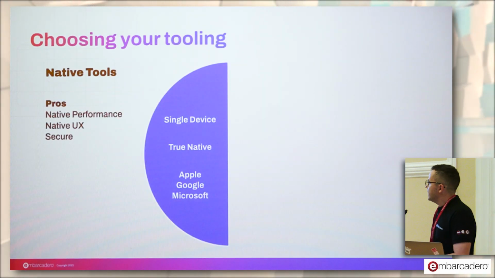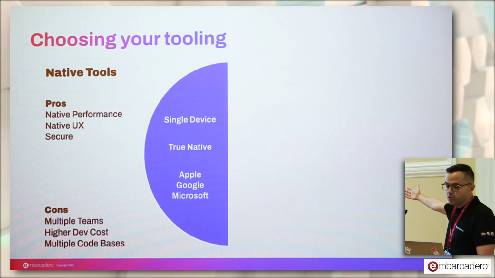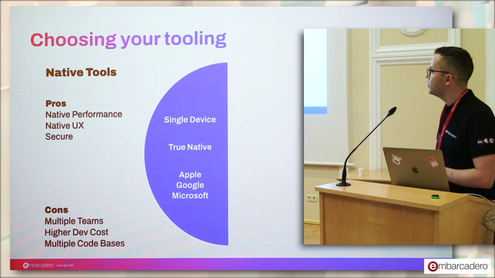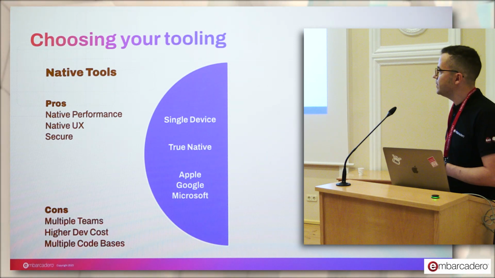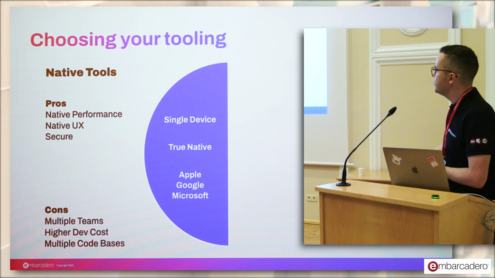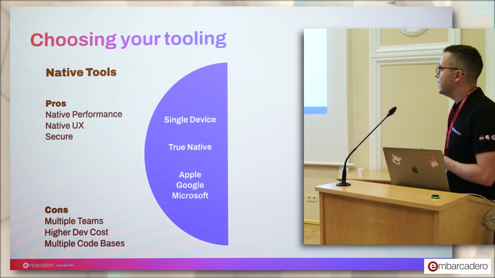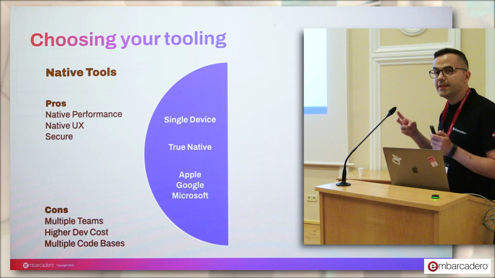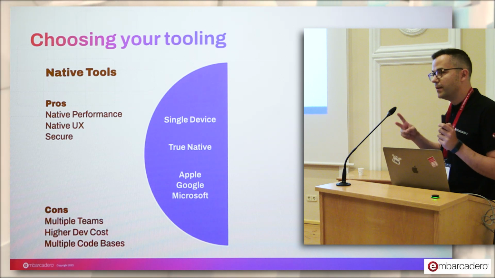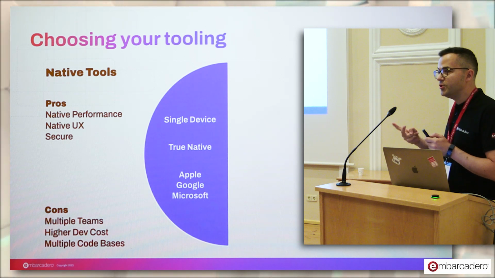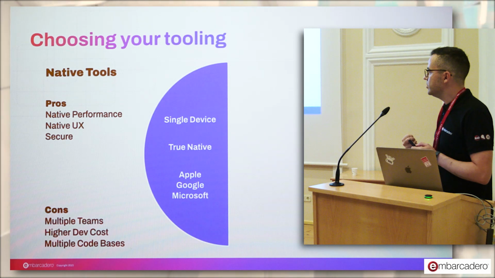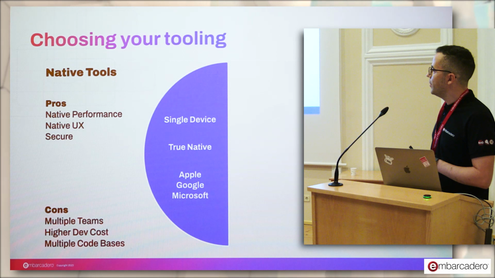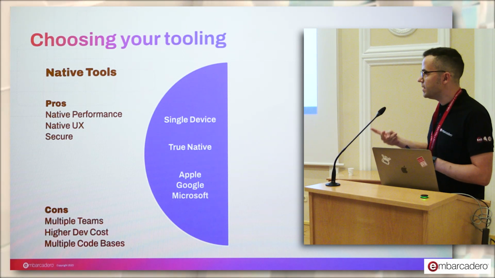So we have here on the left the native tools, which obviously have a lot of pros because you have native performance, you have native user experience, and the code is compiled, so it's fully secure. But it has the cons that obviously, if you're going to develop an application, let's just stick with the mobile ecosystem, you need two teams to develop that application. You need one for Android and another one for iOS, which means two different languages.